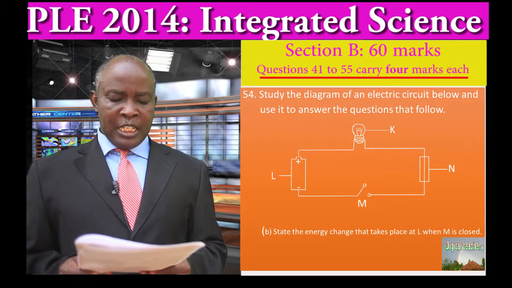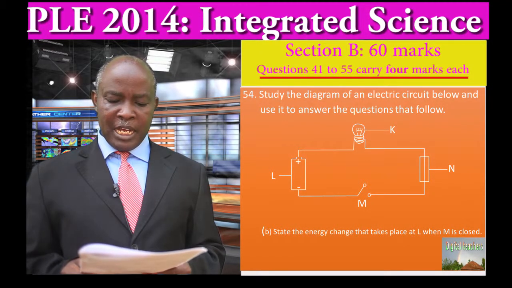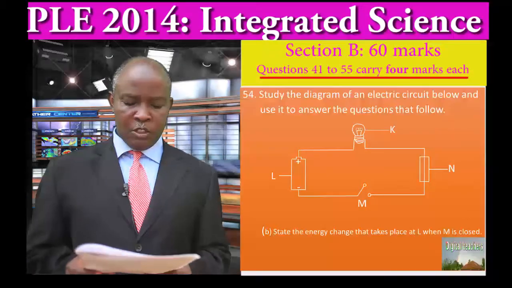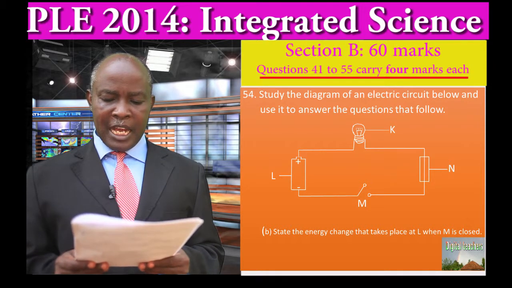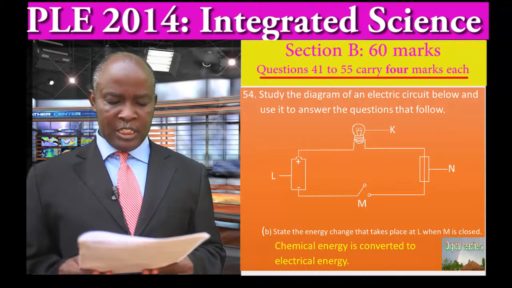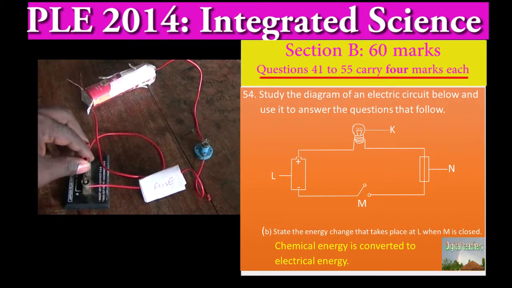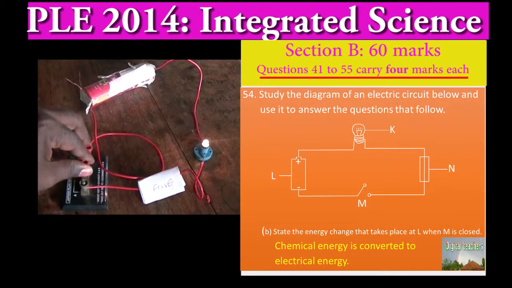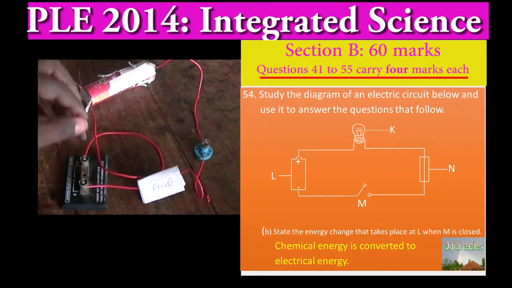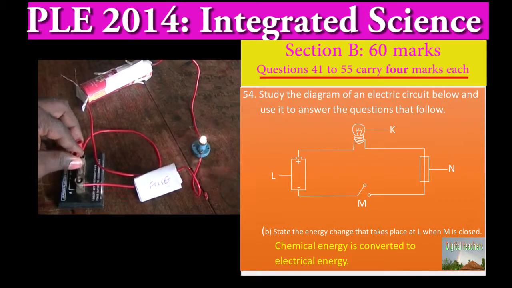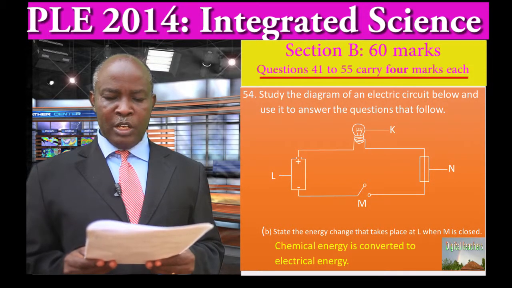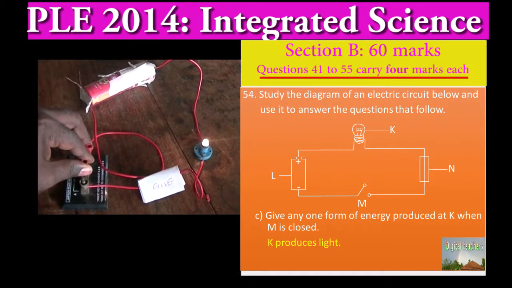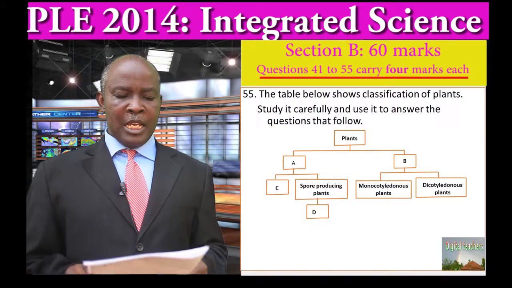B. State the energy change that takes place at L when M is closed. That is, chemical energy is converted to electrical energy. Give any one form of energy produced at K when M is closed. K produces light. K produces heat.